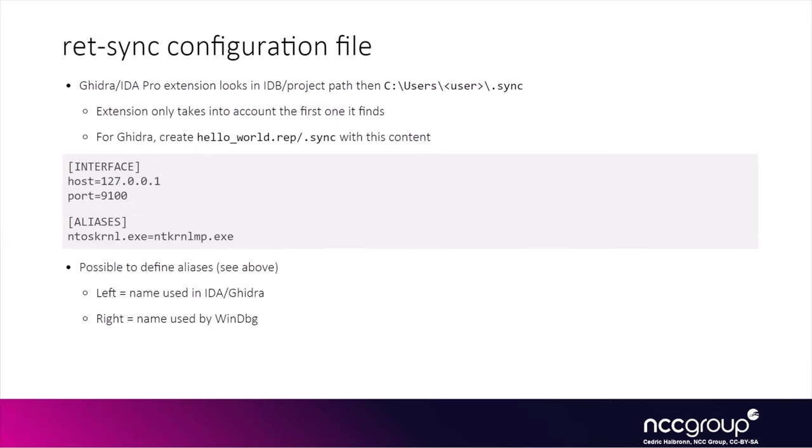For the actual disassembler and decompiler, both for Ghidra and IDA, the RetSync extension will actually look first into the project path and then into the actual user directory. The extension only takes into account the first configuration file it finds. So for Ghidra, the easiest method is to actually define a .sync configuration file into the .rep directory. We can see one specificity here is that we define an alias, and the reason is because ntkernel.mp is the actual name defined in WinDbg, but the actual file itself is named ntoskrnl. So it allows RetSync to know that there is a match between the debugger and the disassembler.